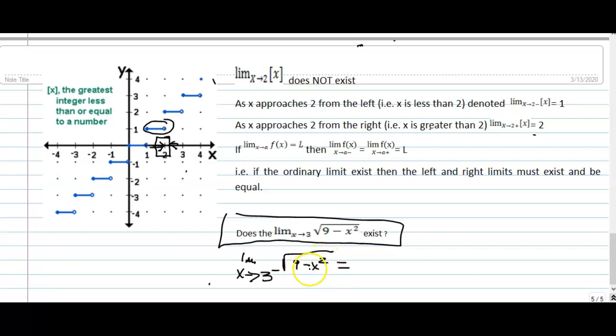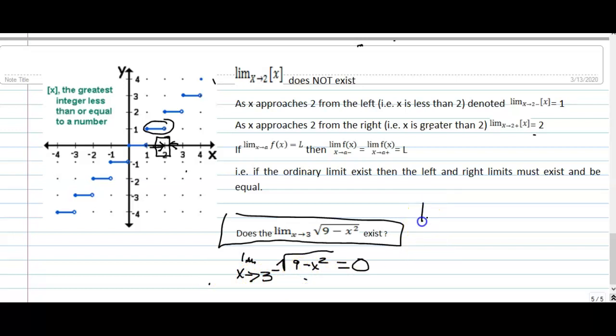So 9 minus a value which is a little bit less than 9 gives you the square root of a positive number, but it's going to be close to 0, because the closer we get to 3, but a little bit less than 3, the closer the value we get when we square it is to 9. So that gives us 0. So the left hand limit does exist and is equal to 0.